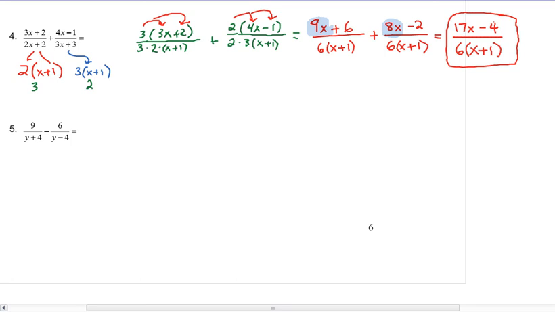Now work on the worksheet. There's about 20 problems. Some of them are just really simple. Some are a little bit harder, like these last ones.